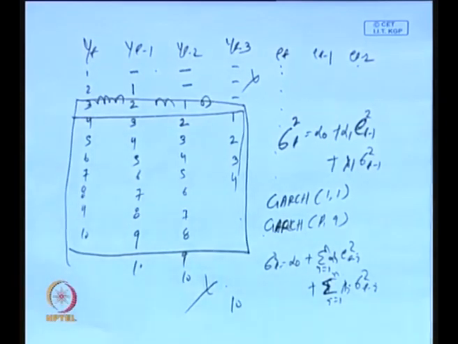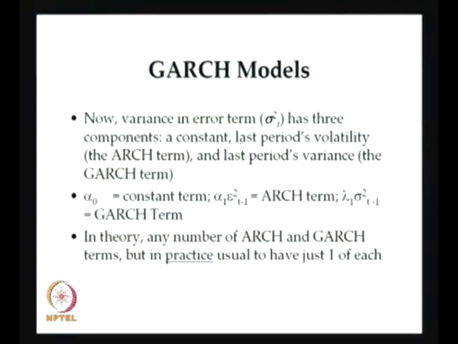Now the objective is to find the constant term, then the ARCH effect, that is alpha 1 with error square t minus 1, and the GARCH term lambda 1 with sigma square t minus 1. That is why alpha 1 and lambda 1 are more important, and they should be tested. Our hypothesis is that alpha 1 and lambda 1 should not be equal to 0. If they are equal to 0, then it is very difficult to interpret the volatility issue. So the null hypotheses are: alpha 1 equal to 0 against alpha 1 not equal to 0, and similarly lambda 1 equal to 0 against lambda 1 not equal to 0.